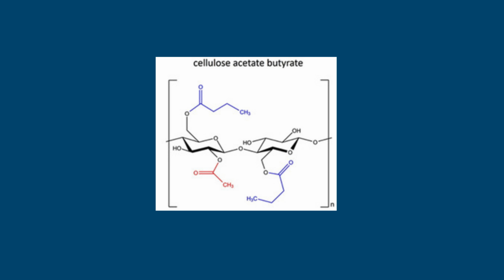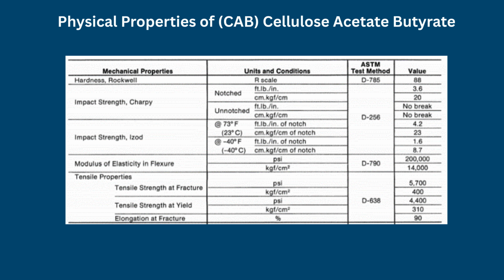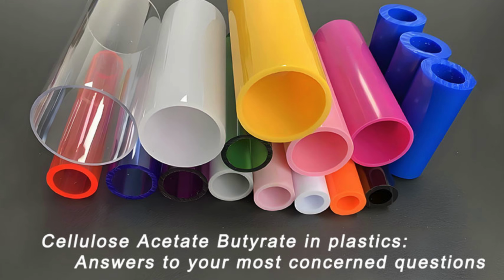Cellulose acetate butyrate, CAB. CAB is a mixed cellulose ester containing both acetyl and butyryl substituents. The bulky butyrate groups improve flexibility, impact resistance, weatherability, and moisture resistance while reducing brittleness. CAB is widely employed in automotive coatings, inks, lacquers, optical films, plastics, and specialty membranes.